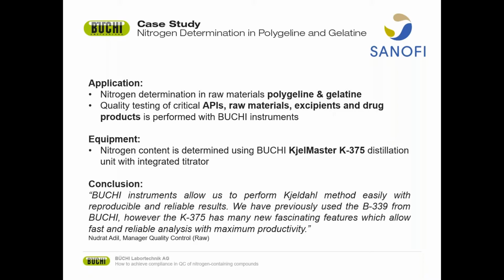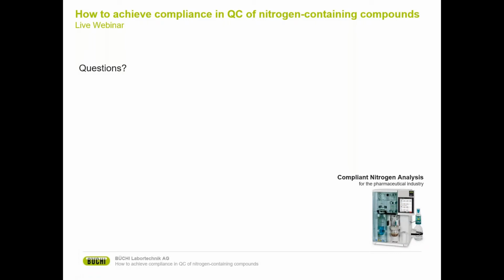And their conclusion is: Büchi instruments allow us to perform the Kjeldahl method easily with reproducible and reliable results. We have previously used the B339 from Büchi. However, the K375 has many new fascinating features which allow fast and reliable analysis with maximum productivity. I hope I could give you a rough overview of what they are doing and how they use the Kjeldahl method in their drug products and raw materials. Now we are already at the end, and it's time for the Q&A session.